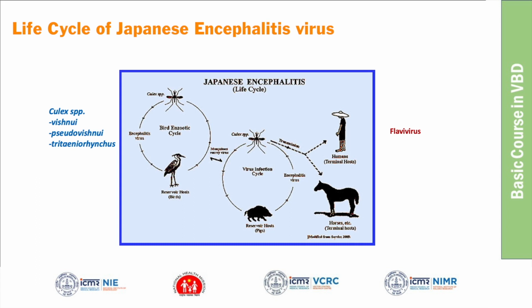And there can be transmission between these 2 cycles. The vector can bite pigs or birds alternately, or vice versa, and this cycle is maintained. But during monsoons, when large areas are under paddy cultivation, there is expansion of this vishnui group of mosquitoes, and we see that infection in humans is noted. Humans and cattle or horses, other animals, are dead end. They cannot further transmit the disease.